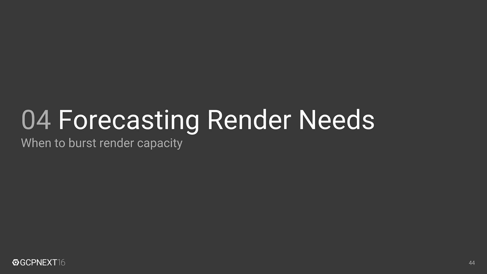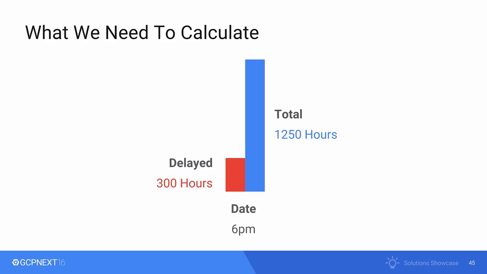So the last challenge we really face is how to forecast renders. If we want to do this hybrid approach, how do we get that data to know when to submit to the cloud? What we need to compute is some total number of the pending render hours, and from that, maybe we get the delayed render hours at a specific point in time.